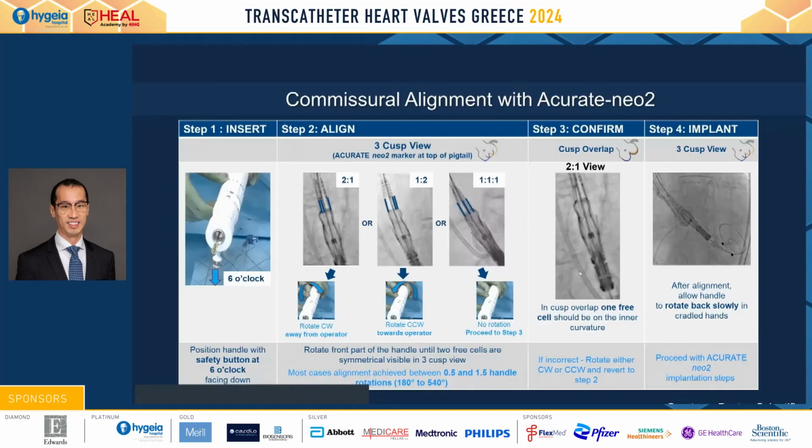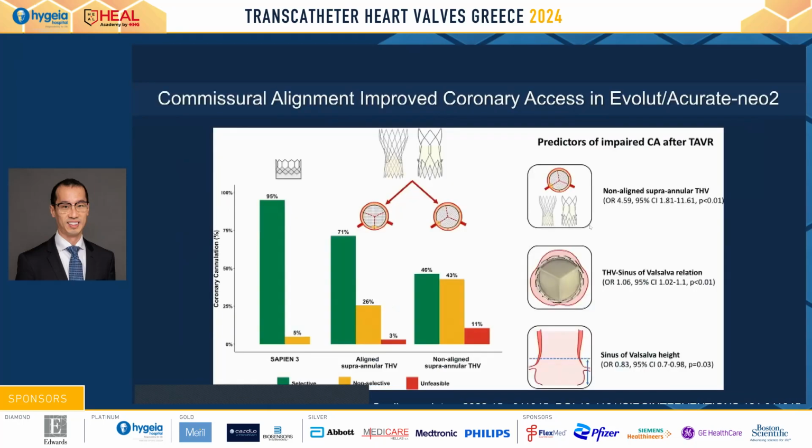With the Acurate Neo2, it's a bit more complex. You start with the flush port at 6 o'clock, and in a 3-cusp view, you see where your projections are on your 3 paddles. And if you see that one of them may be here, you might need to actually go to the cusp overlap view and make sure that one of the tabs is facing the right side of the screen, like what we described in Evolut. If not, then you should try to rotate clockwise or counterclockwise to achieve that.